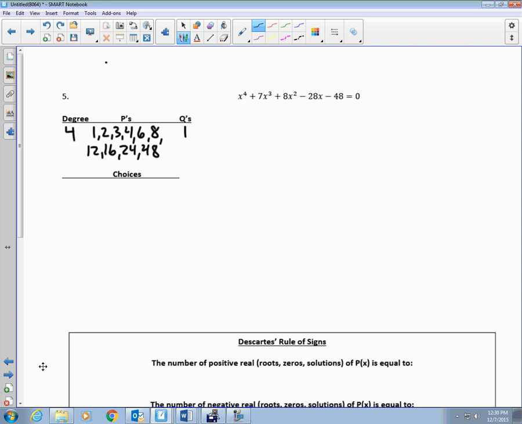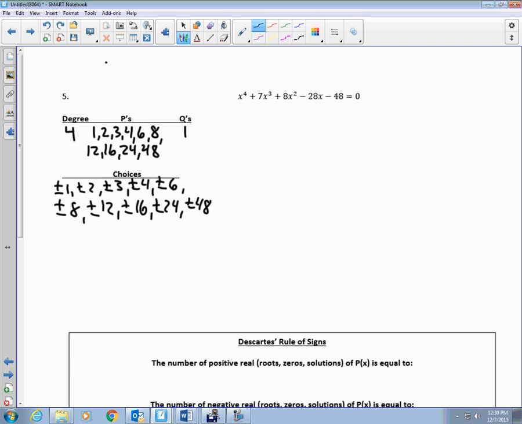Lots of factors of 48, right? Good thing I didn't choose like 196. There's a lot of those. Or 192, I think. No. So, choices: plus or minus 1, plus or minus 2, plus or minus 3, plus or minus 4, plus or minus 6, plus or minus 8, plus or minus 12, plus or minus 16, plus or minus 24, plus or minus 48.